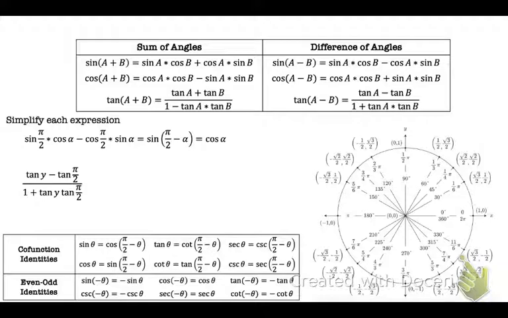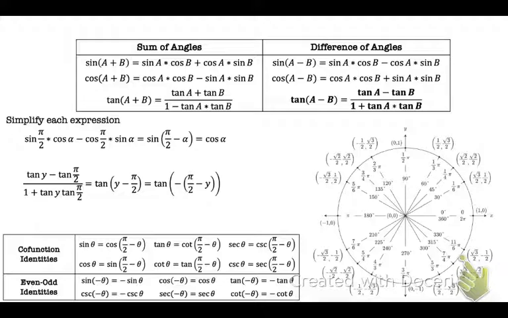Let's do this last one. So tangent of y minus tangent of pi halves, over 1 plus tangent of y times tangent of pi halves. That's this one. So that's going to be tangent of y minus pi halves, which is almost what we want down here. But we need to manipulate this a little bit. So I'm just going to factor out a negative here. If I factor out a negative, I get negative pi halves minus y.